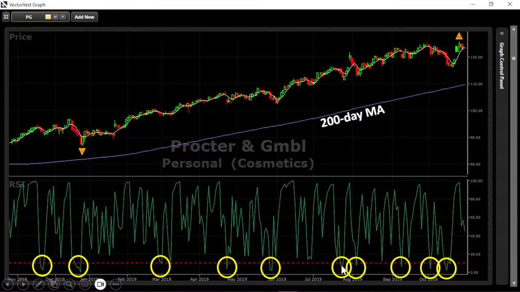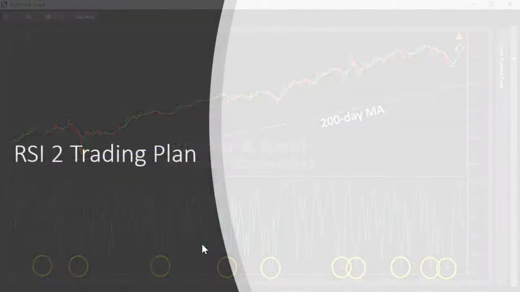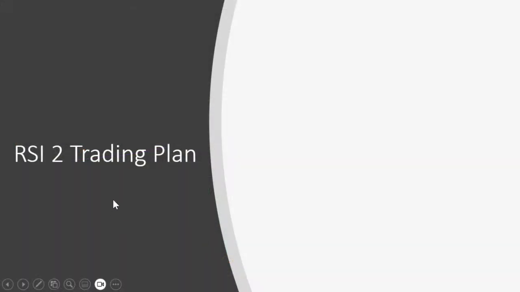There's your trade. Price above the 200-day moving average, but below the 5-day moving average, and the 2-period RSI below 10. There's your setup. All right, let's take a look at what it looks like written down, and then we'll look at some close-up examples of Procter & Gamble.